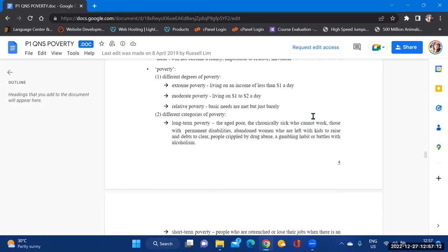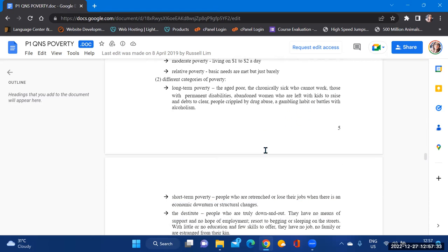Poverty. Different degrees of poverty are there: extreme poverty, moderate poverty, and relative poverty. So extreme poverty, what is that? Living on an income of less than $1 a day. Moderate poverty, living on $1 to $2 a day. Relative poverty, basic needs are met, but just barely. So two different categories of poverty.